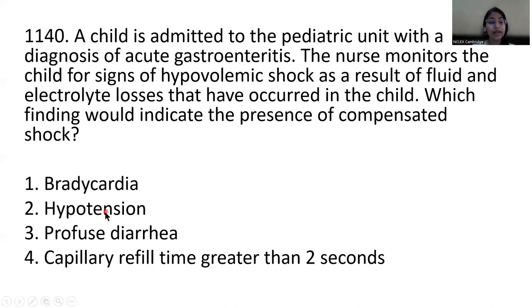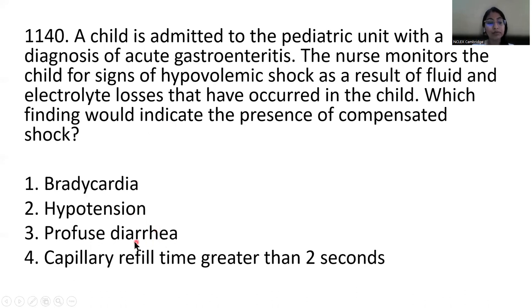So options are bradycardia, hypotension, profuse diarrhea, capillary refill time greater than 2 seconds. As we all know, in hypovolemia, when there is decreased fluid level in blood, the heart will try to increase the circulation. The heart will compensate and provide more and more circulation to the extremities. So this will lead to tachycardia. So option 1 is incorrect. Hypotension is also incorrect. Bradycardia and hypotension are incorrect.